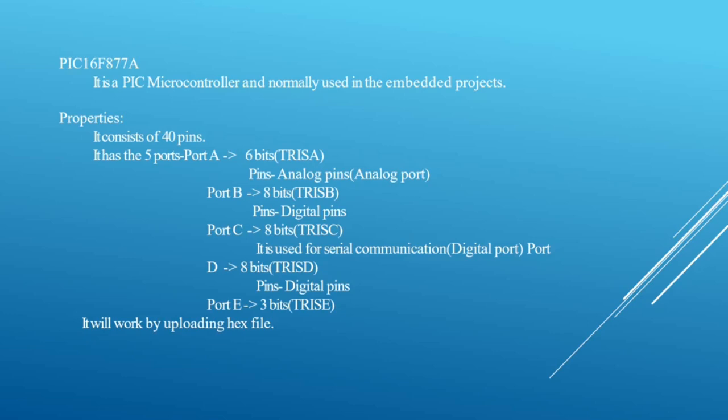Port C is TRISC. It is used for serial communication. This port is also a digital port. Port D is 8 bits, TRISD. These pins are represented as digital pins. Port E pins are also digital pins, called TRISE. It will work by uploading the hex file. You can see this uploading process in the simulation process.